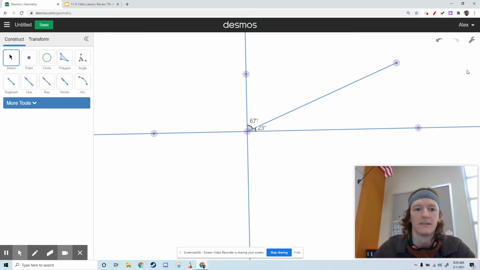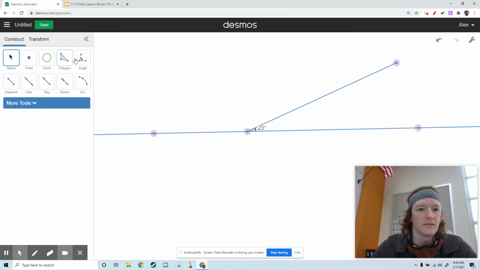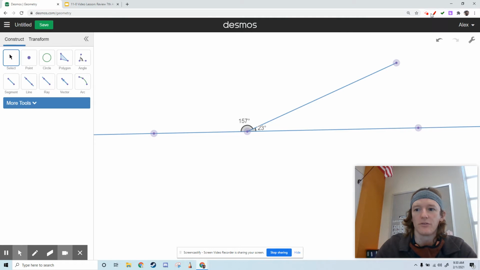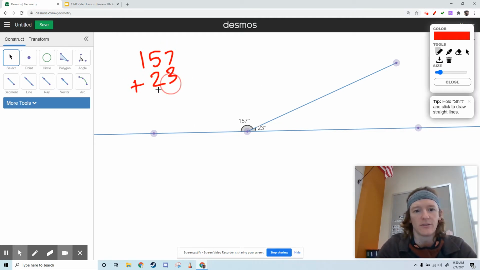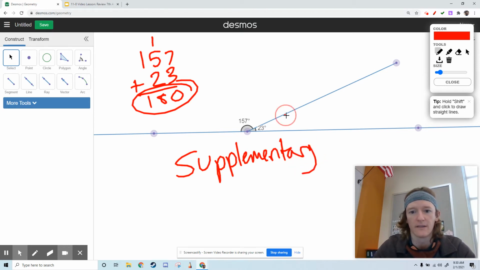Now the next one we're going to do is called supplementary. That's where two angles can be added together to make a new total that makes a straight line straight across. 157 plus 23. 7 plus 3 is 10. 5, 6, 7, 8. 180. This is supplementary. This angle plus the next one makes 180 degrees.